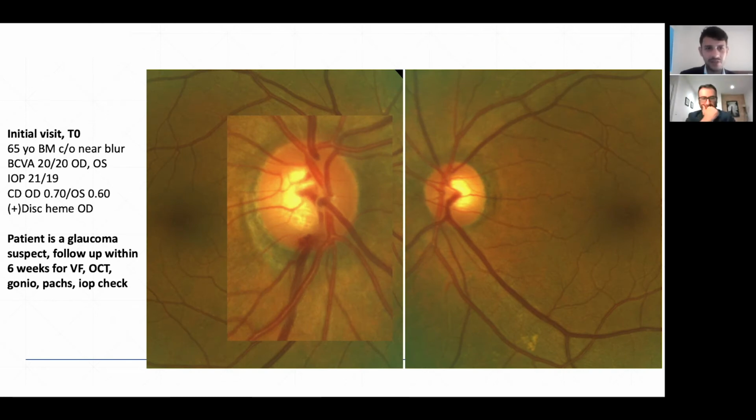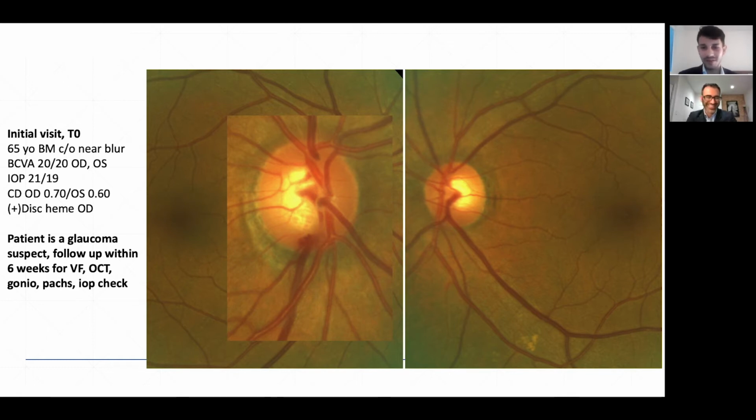So this is a 65-year-old black male who comes in complaining of near blur, and ends up having great vision with the refraction. IOP is borderline, we dilate him, and he has moderate cupping. But the big thing is he has this little disc heme. At this point, I was supervising fourth-year students, and unfortunately the student did miss it, but luckily I caught it without the fundus photo.